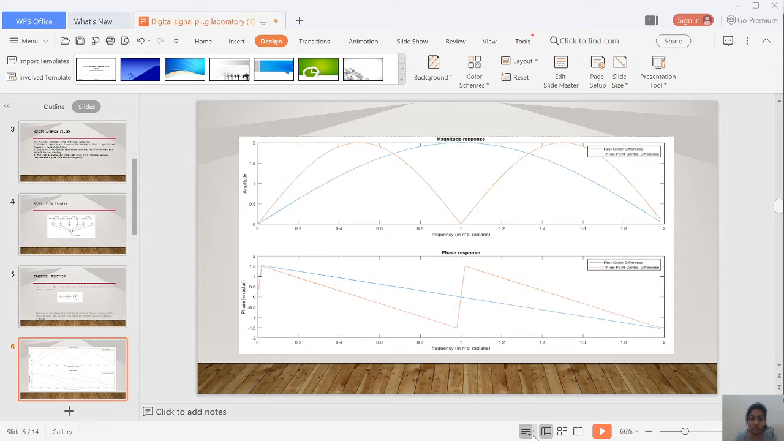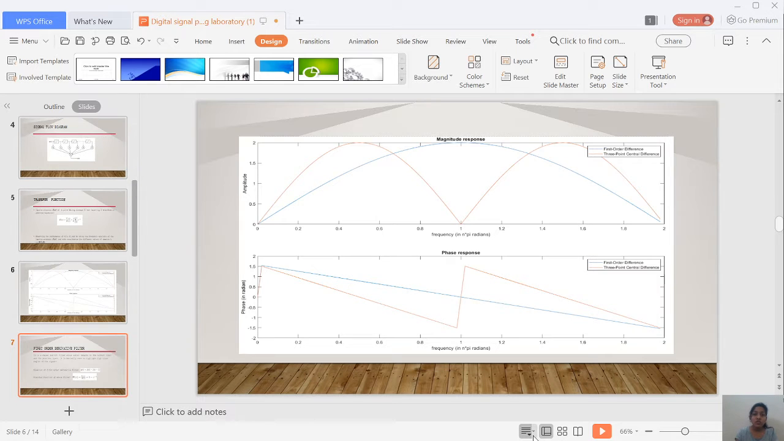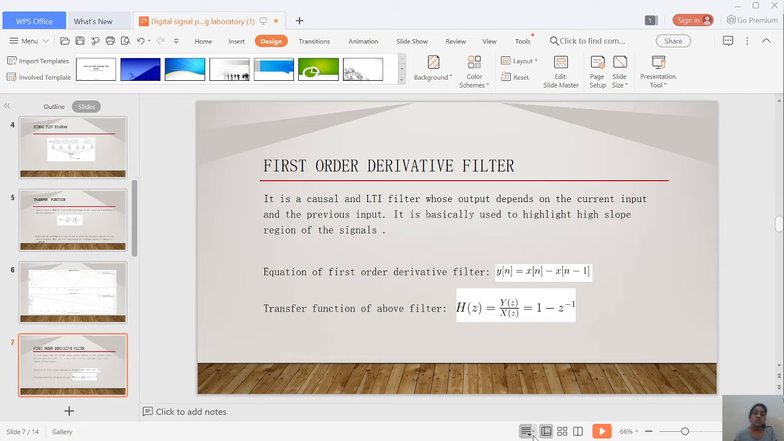And the second graph shows us the phase response of the first order difference filter. Here that is indicated by the blue line, and the red line shows us the 3-point central difference filter. So moving on to the first order derivative filter.